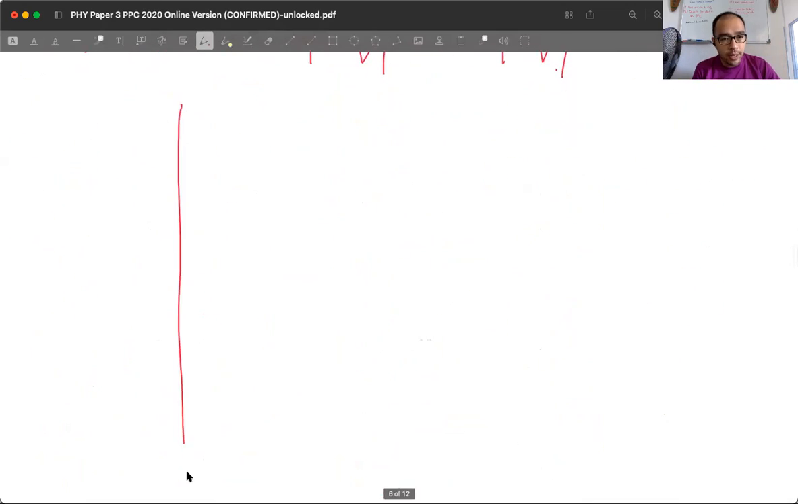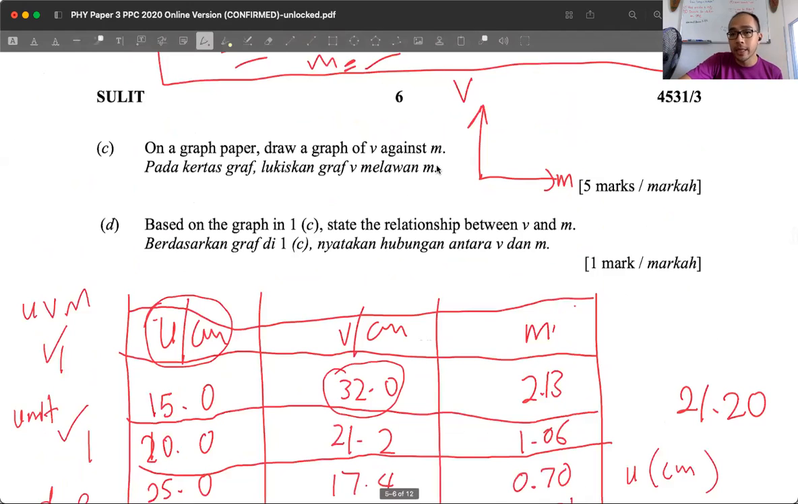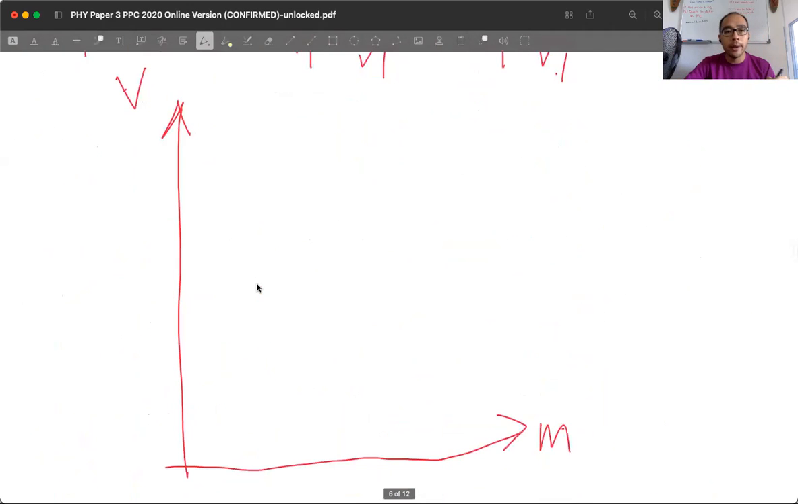Okay, so the first criteria is your X and Y axis is labeled correctly. Sini V, sini M. Okay, there are still some people, they write M here and V here, which I'm like, okay. All right, secondly, V against M, right? Draw a graph of V against M. So criteria number 1, V and M are labeled correctly. Criteria number 2, centimeter, units are given correctly, M got no centimeter. I don't know where you get the unit from lah, which is very sad. Criteria number 2 is ada unit yang betul.